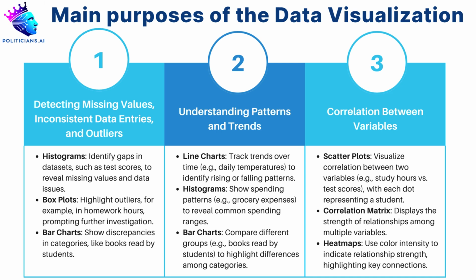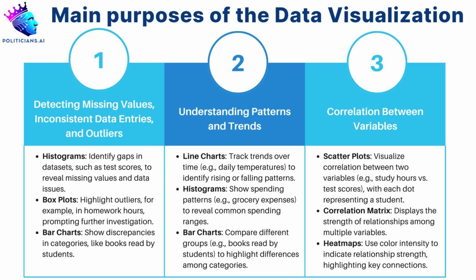Each dot on the scatter plot represents a student, and by looking at the pattern of dots, we can see whether studying more is linked to higher test scores. A correlation matrix is like a table that shows how strongly different variables are related to each other. For example, if we have a dataset with student study hours, test scores, and amount of sleep, a correlation matrix helps us see whether study hours are more closely related to test scores than sleep is. This gives us a clear view of which factors might influence each other the most.